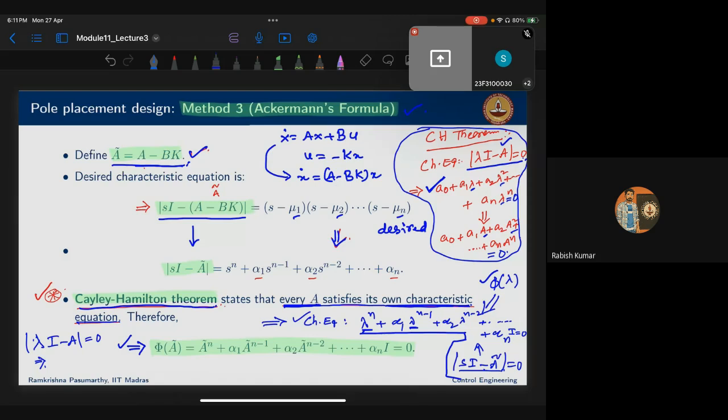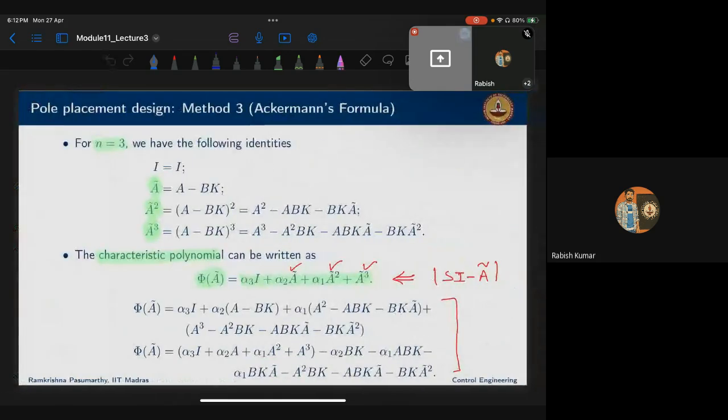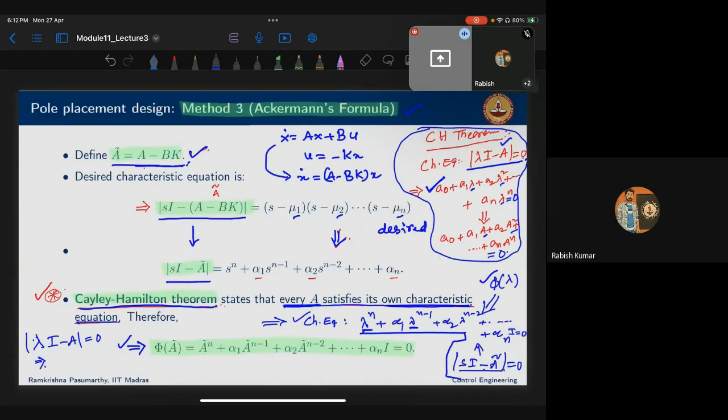So now we are going to use this Cayley-Hamilton theorem to find this K matrix. For example, if you consider n is equal to 3 as an example, A tilde square, A tilde cube, these are the three expressions. Substitute them into this equation.